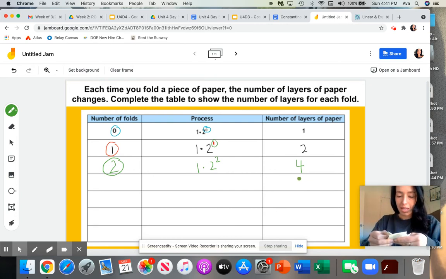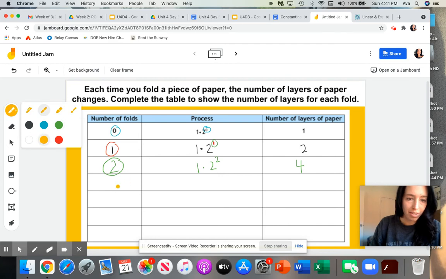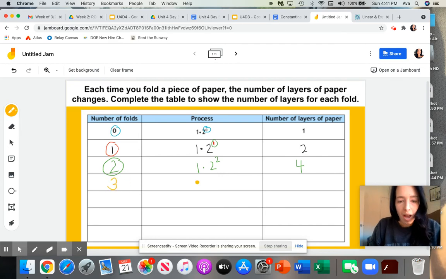Okay, I'm going to keep going. I have now made 3 folds. Let me get another color. 3 folds. I'm going to continue my process. 1 times 2 to the 3rd, right? Because that little exponent tells me the number of folds I've made. And I can see I have 1, 2, 3, 4, 5, 6, 7, 8 layers of paper. Okay. Now it's going to start getting really hard to keep folding.